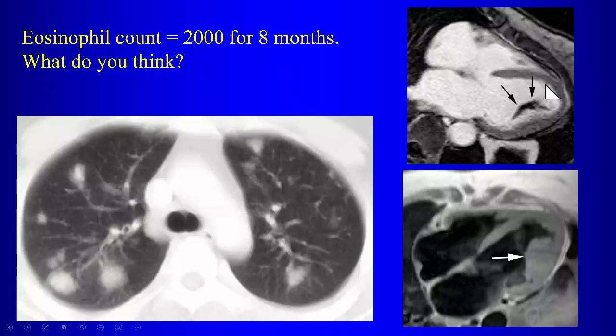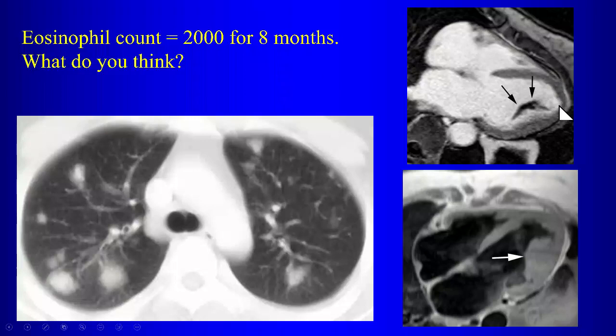Yeah, this is a thrombus, and why does the patient have a thrombus in the left ventricle? This is post-gadolinium. Notice that there is this subendocardial region of enhancement, right? So what do we call this? Löffler's endocarditis. Yeah, this is Löffler's endocarditis.